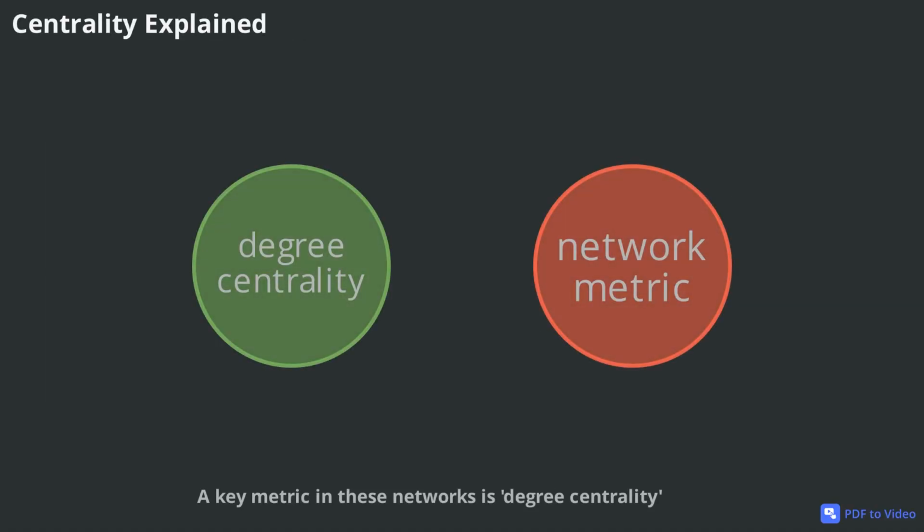A key metric in these networks is degree centrality, which measures how many direct connections a node has. In other words, it shows which terms are most interconnected within the author's system. High centrality means a term is pivotal, linking many other concepts. By comparing centrality values across authors, we can see differences in their approaches. Some favor a tightly knit core, while others, like Freudenberg, prefer a more decentralized, flexible structure. This metric helps us quantify and visualize the unique style of each thinker.